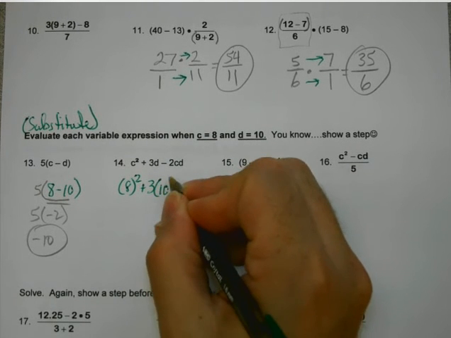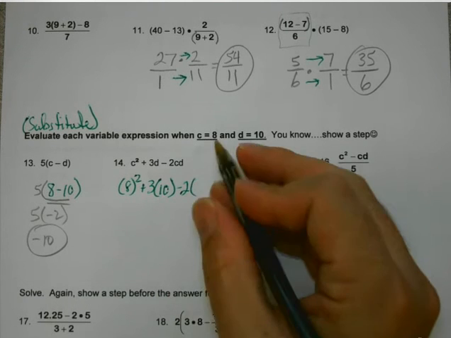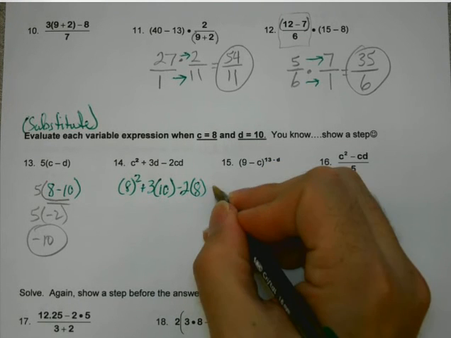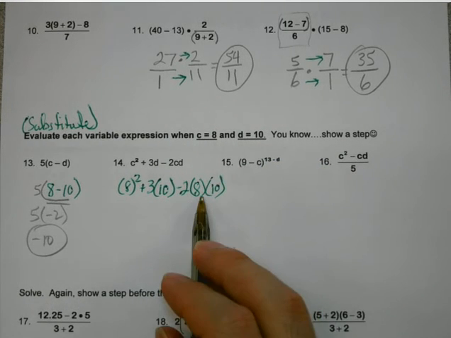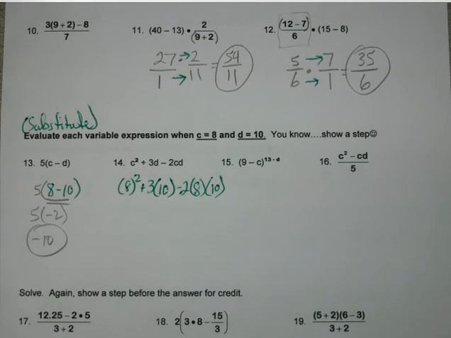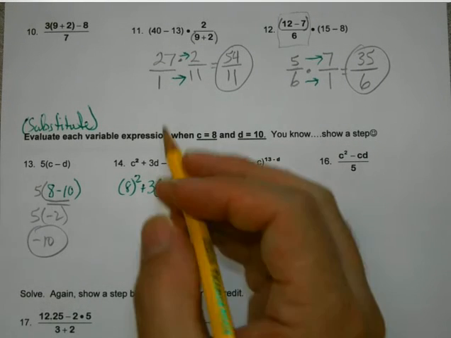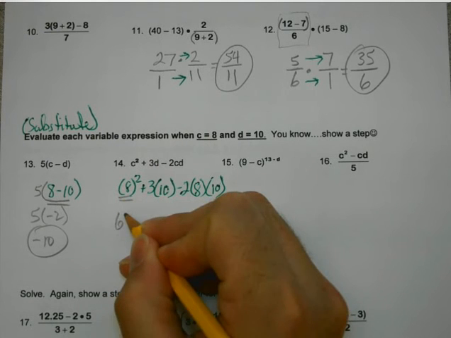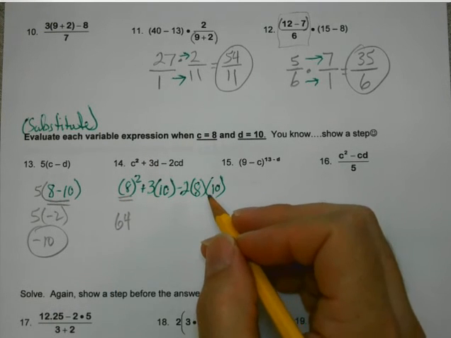Make sure your D's get substituted in for 10's and your C's for 8's. And again, I use parentheses when I'm plugging numbers in just because it reminds me I'm multiplying, and like this wasn't 2,810. Exponents first. And then you're like, well, do I have to rewrite all of this?